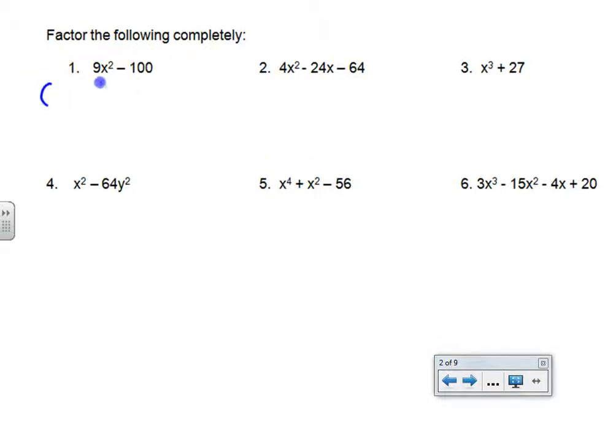So the way I factor perfect squares is I take the square root of each term, so 3x and 10, and then one of the signs is going to be a positive and one of the signs will be a negative, kind of like the conjugates, because that's what makes the outer inner part of FOILing cancel out.